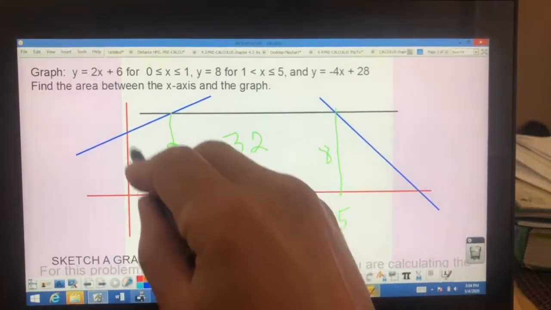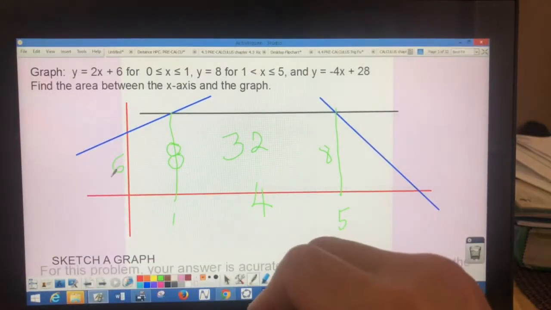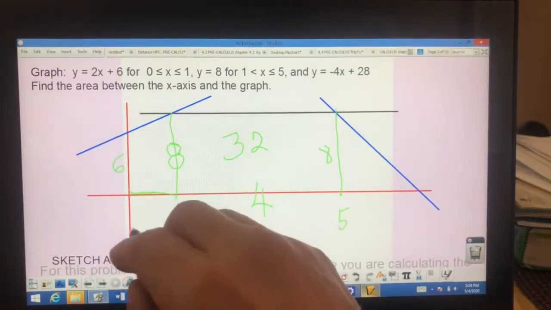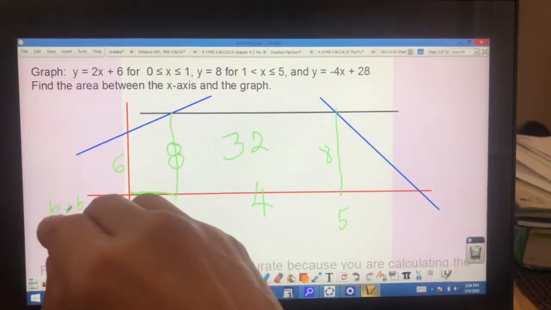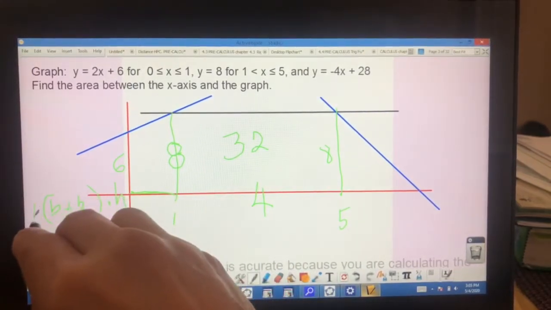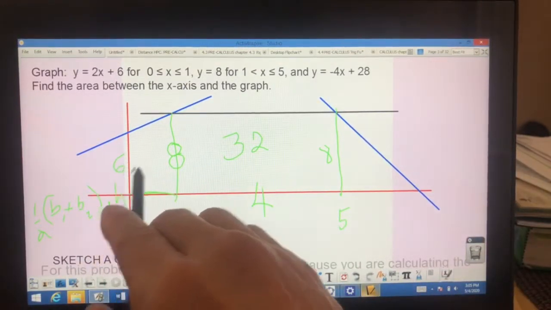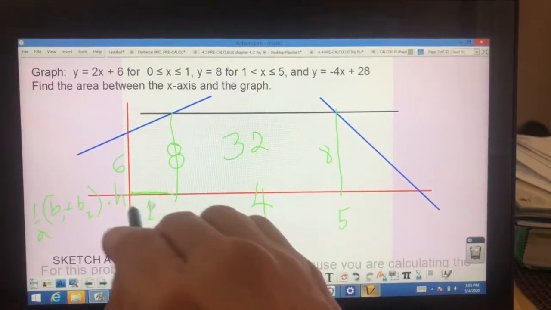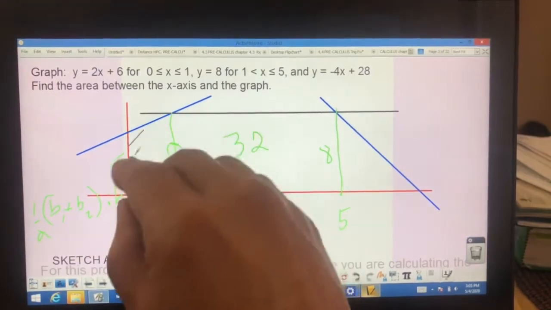If you miss anything, go back and rewind, rewatch. This is 6, because that's the intercept there. So this gap is 1. Now you're going to get your base 1 plus base 2 times height divided by 2. That's the formula for the trapezoid. So now you have your 6 plus your 8 is 14. 14 times 1 is still 14. 14 divided by 2, this area here is 7.